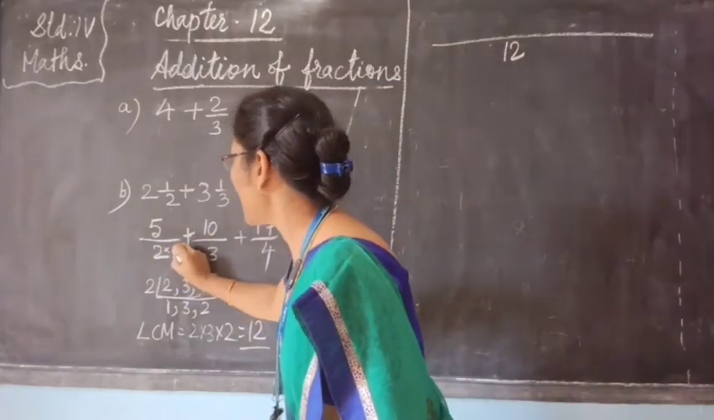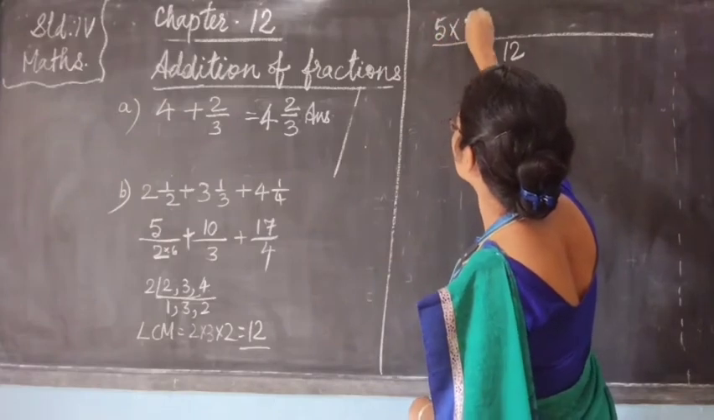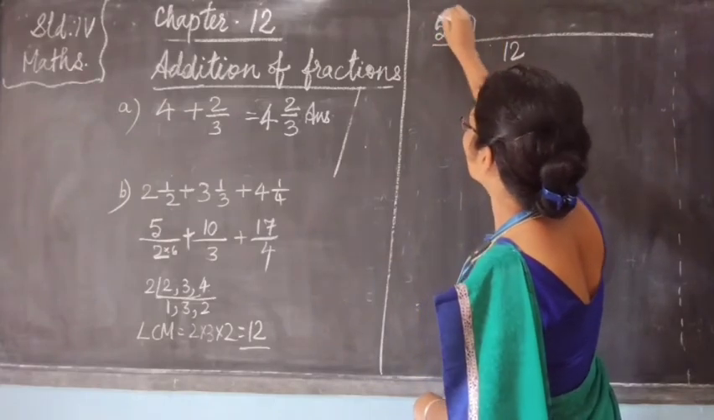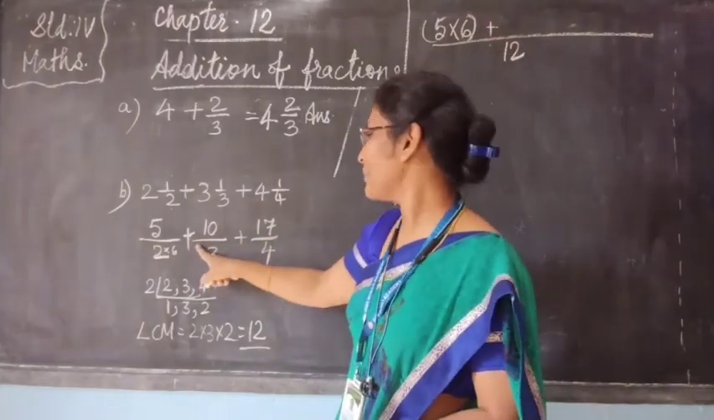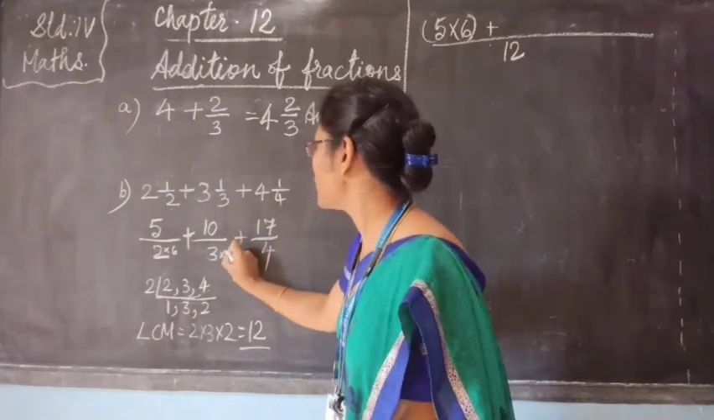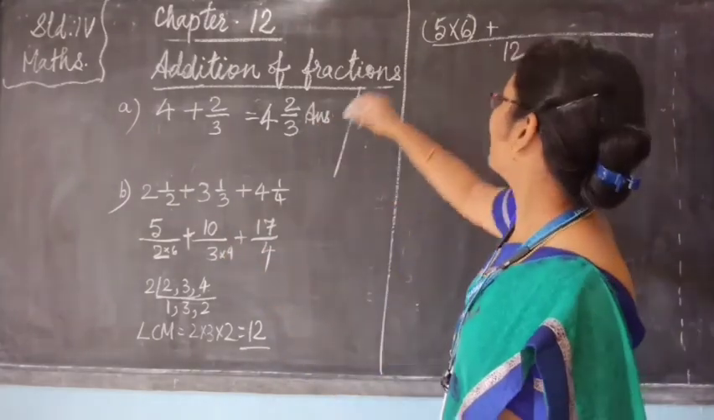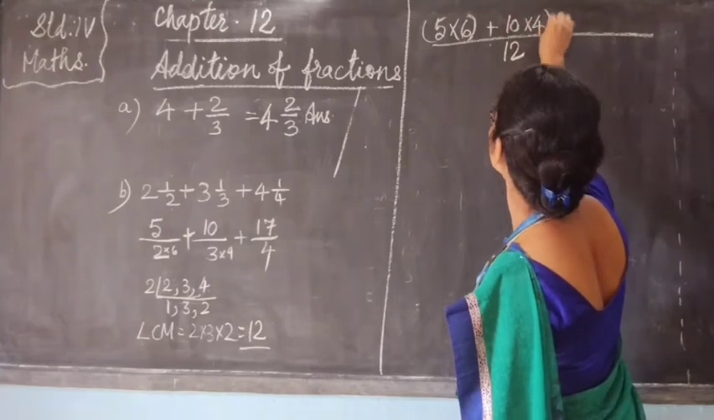2 sixes are 12. Multiply the numerator 5 also with 6. Then plus, what sign is that? Plus sign. How many 3's are 12? 3 fours are 12. We can multiply the numerator 10 with 4.